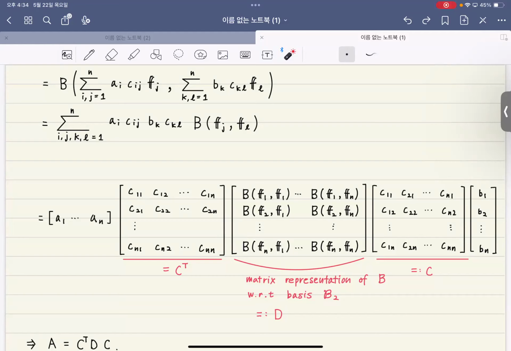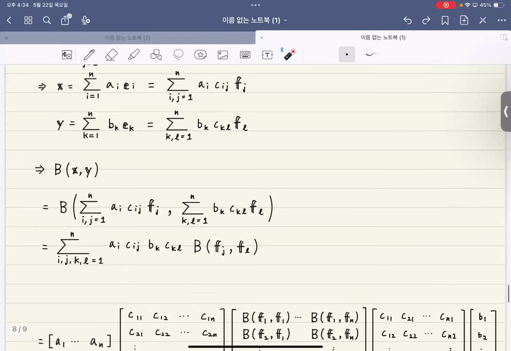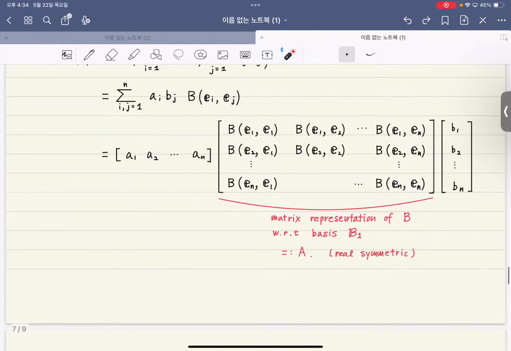The thing is, you should be able to realize that this is precisely the transpose of this matrix. Now what? So I have computed the same symmetric bilinear form of X and Y, and previously I had this one.